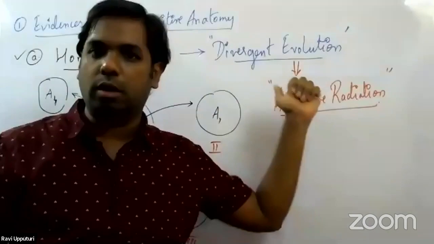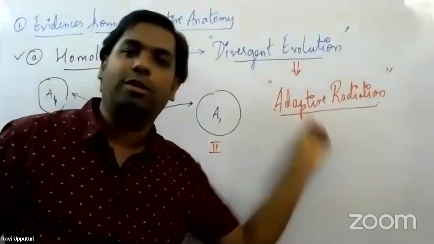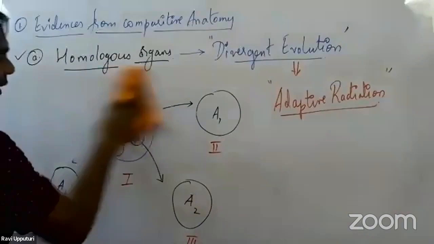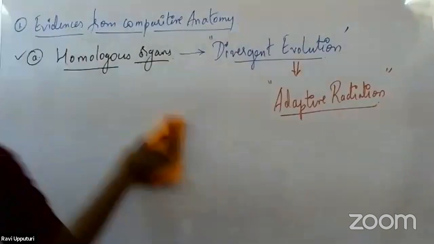Homologous organs would lead to something called divergent evolution. If there is more than one divergent evolution, we call it adaptive radiation. This is what we have. Now let us take up a couple of examples with regards to adaptive radiation.